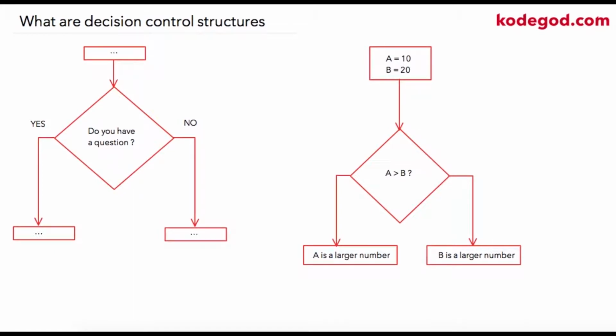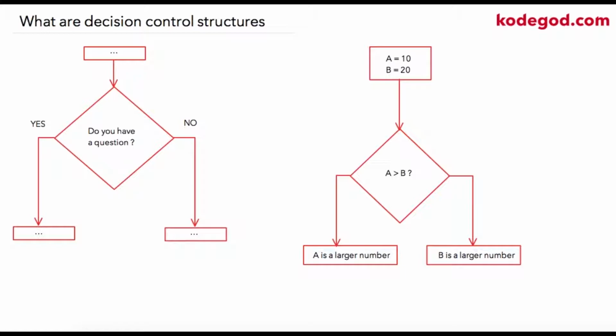In this lecture, we are going to learn about decision control structure. One of the most important topics. What are decisions? When we have a question and it has two answers. Like if I ask you, would you like to have a tea? Your answer could be yes or no. Now depending on your choice, I can offer you either tea or maybe I can ask you something else.